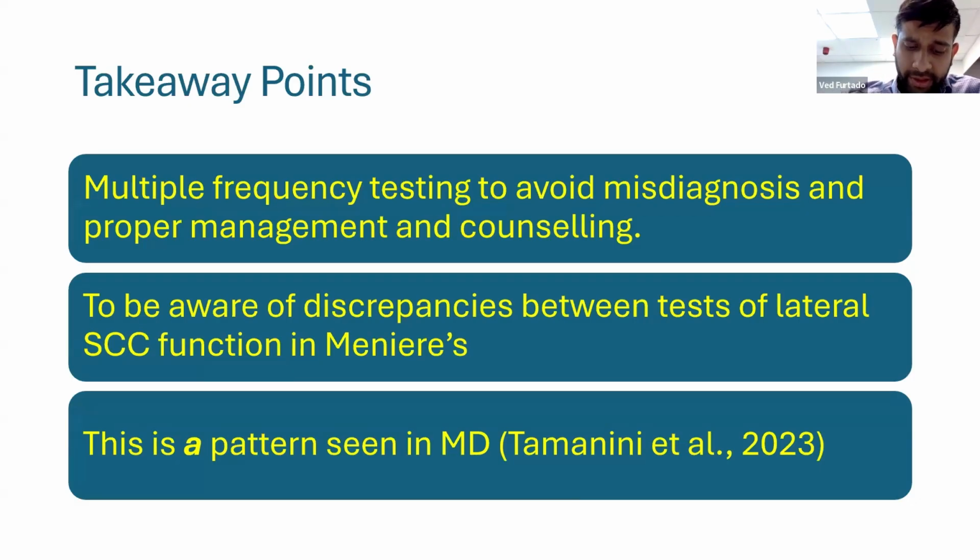So the takeaway points here are that it's advisable to treat the balance system as a system of many small parts with different operating frequencies. So it's important to test all the parts and frequencies to get a good sense of the function of the system as a whole. This will avoid misdiagnosis and help with management. Now, in our case, if I'd relied only on caloric testing, I would have misled the referring consultant to think, and the patient to think, that this was a case of bilateral hyperfunction, which has less of a hopeful prognosis.